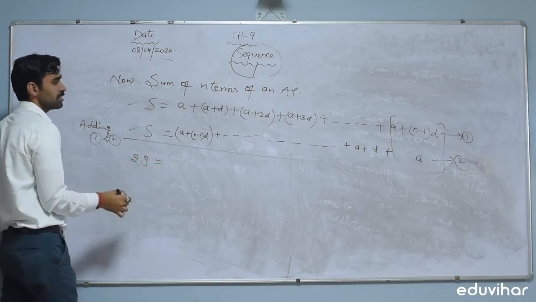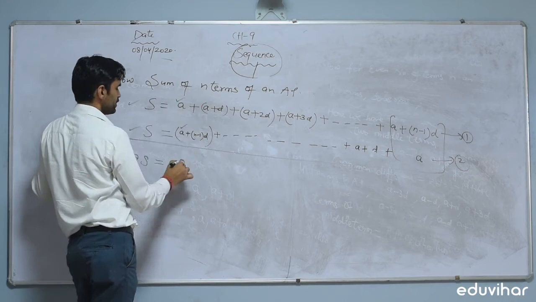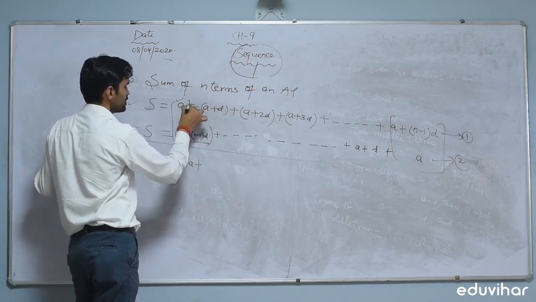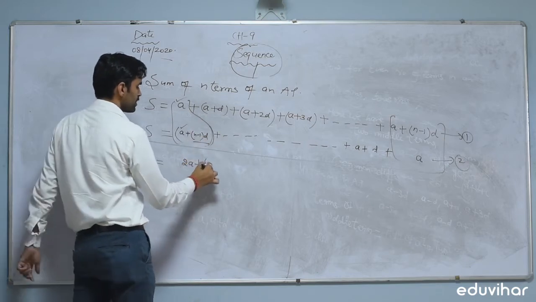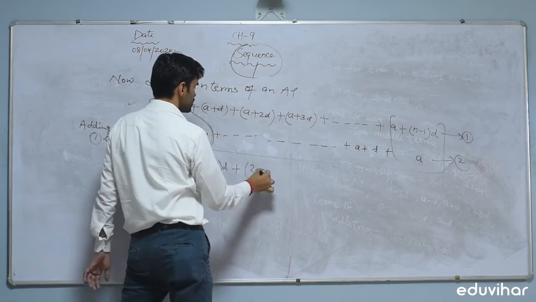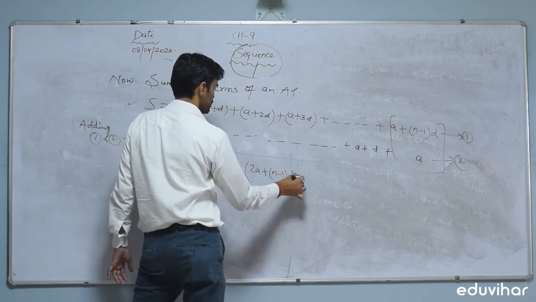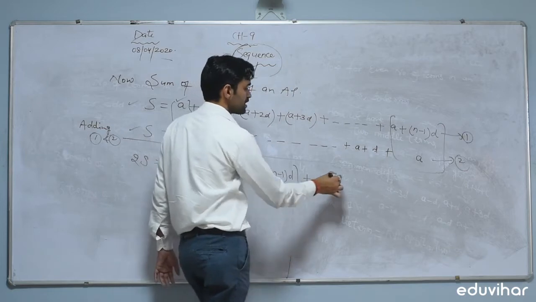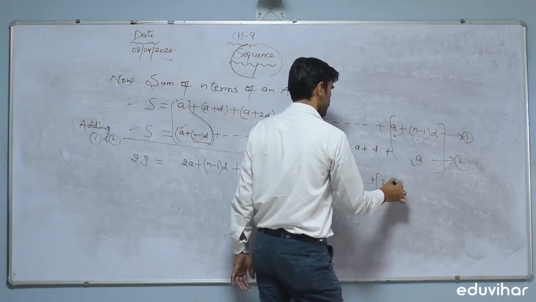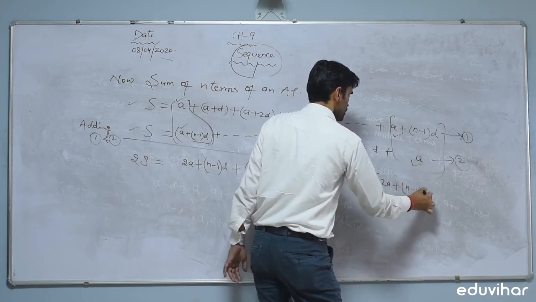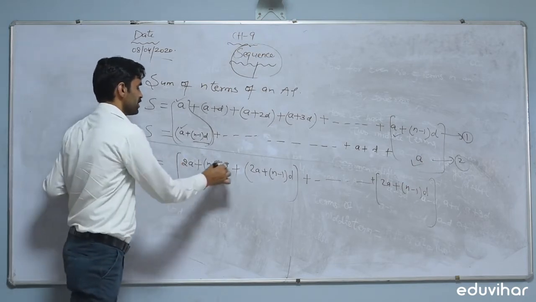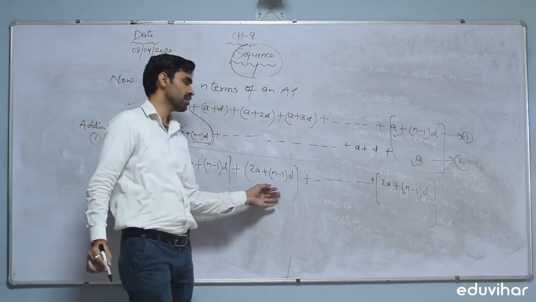Why the sum of n terms? Here A plus A, that is 2A, plus (n minus 1)D. These are to be added: 2A plus (n minus 1)D. Similarly, the next pair is always 2A plus (n minus 1)D, and the last pair is also 2A plus (n minus 1)D.